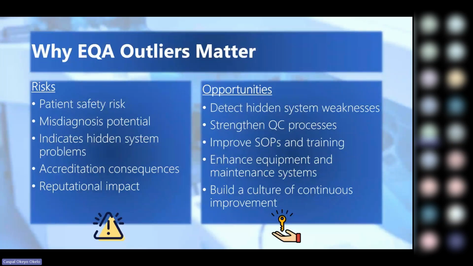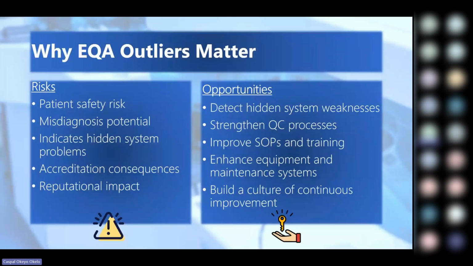Fourthly, EQA outliers matter for accreditation and regulatory consequences. For our laboratories who are working towards or maintaining ISO 15189 accreditation, if you have repeated EQA failures, it will raise concerns about system control, and accreditation bodies expect structured investigation. They expect corrective action, and they expect preventive action. And failure to demonstrate proper RCA can lead to nonconformities.